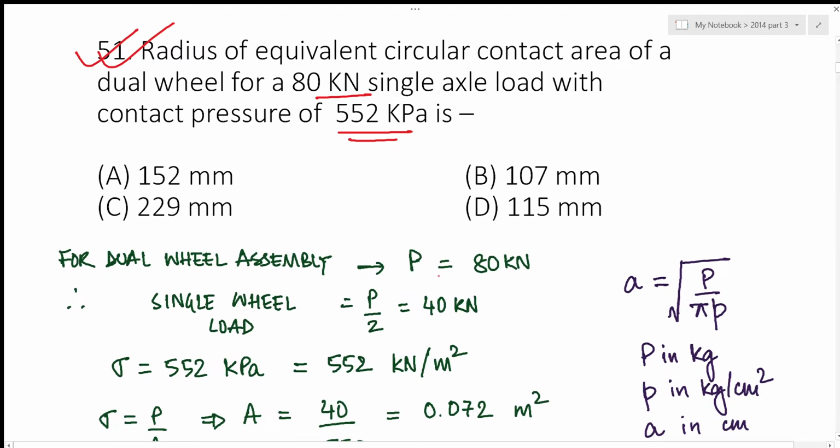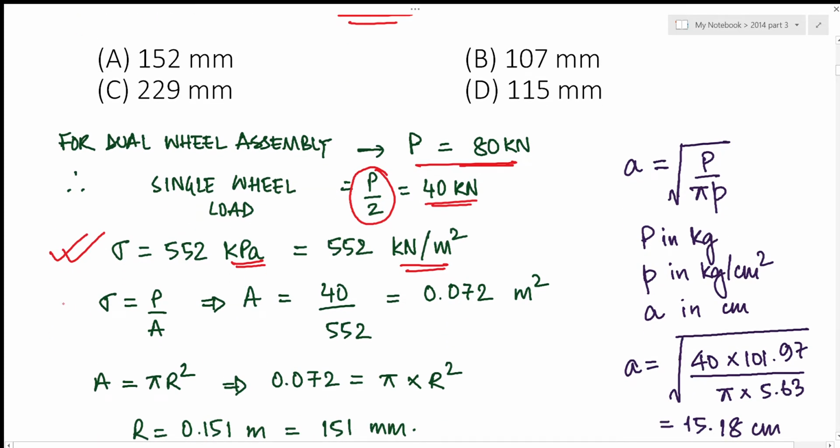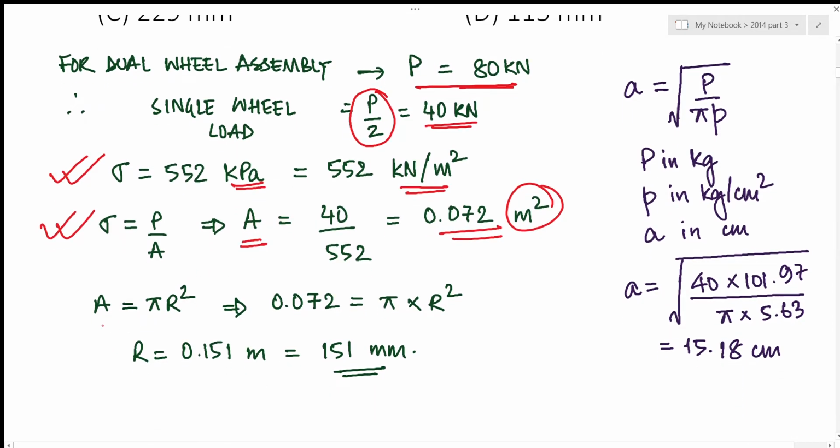Now for a dual wheel assembly, the load is 80 kN. So for a single wheel, the load would be divided by 2, which comes out to be 40 kN. Now the contact pressure is given as 552 kPa or 552 kN per meter square. You know the contact pressure is given by load upon area, or the area is given as load upon contact pressure, which comes out to be 0.072 meter square. Now if we equate the area with pi r square, the r value would come out to be 151 millimeter, which is your answer.